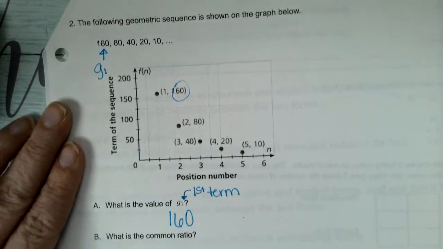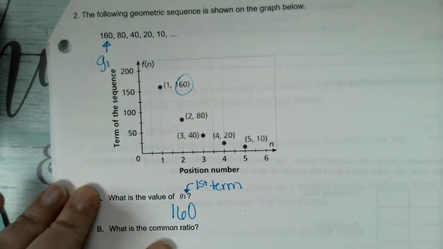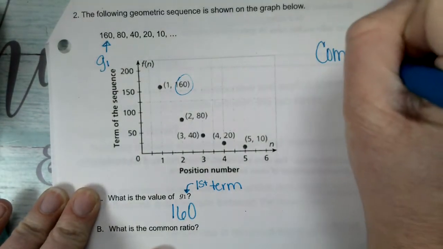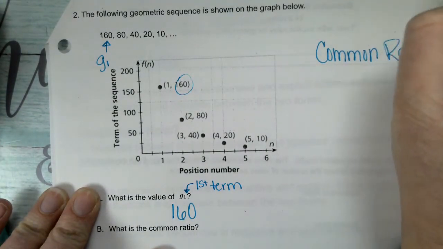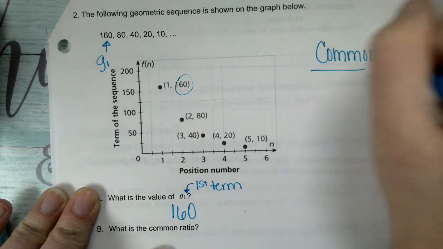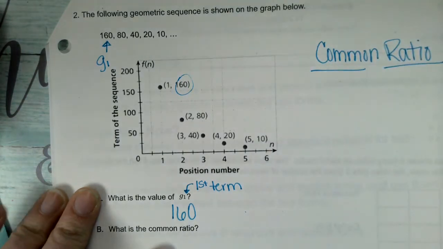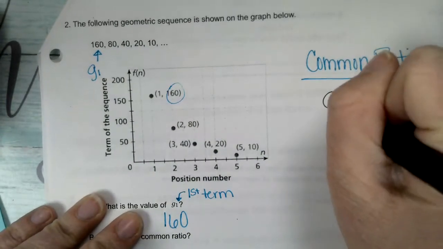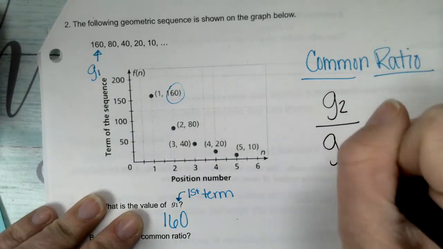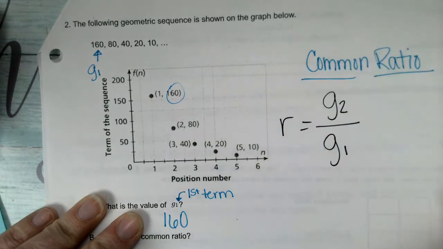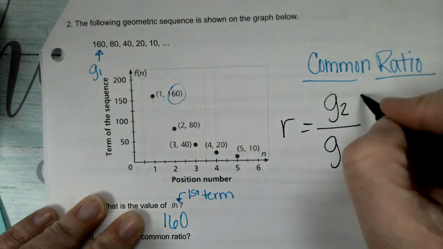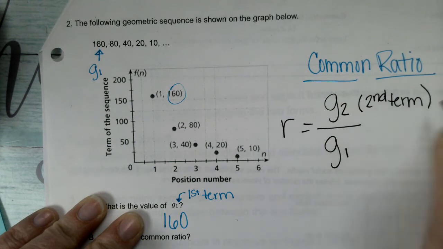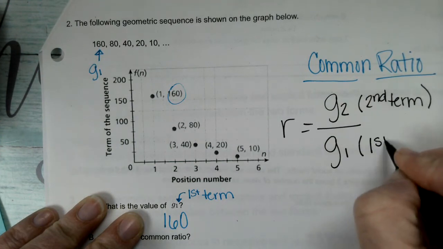Then it says, what is the common ratio? So I want you to write over here, common ratio. We're going to write that formula real big so we can see it. All right, that common ratio is G2 divided by G1, and that's what's equal to R. Remember, G2 just means the second term, and G1 means the first term.